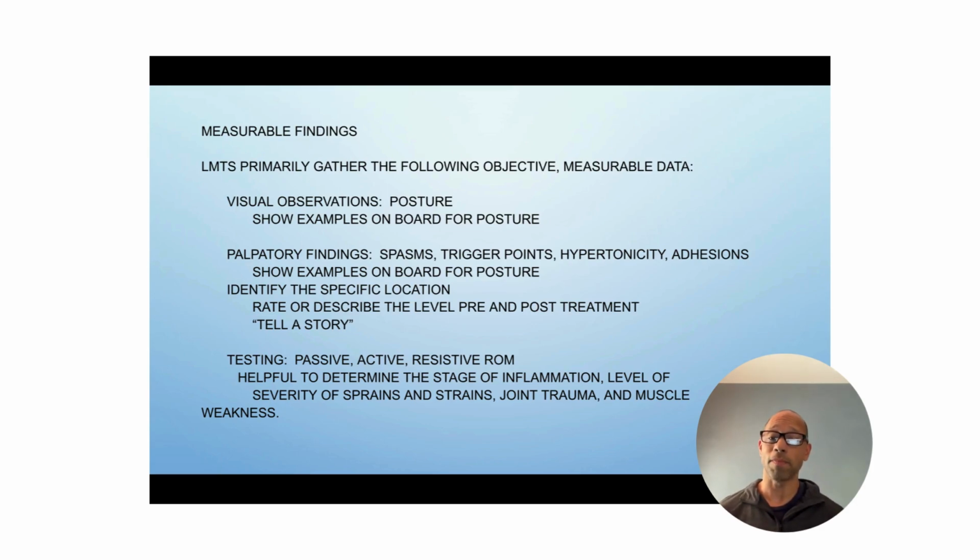And then we can test them. Passive testing, active, resistive range of motion, these all tell you different things. Passive range of motion is us just moving someone through a range of motion. Active range of motion is them moving themselves through a range of motion, and we're looking at that. Resistive range of motion is when I'm moving something against a resistance. These all tell us different things about what might be going on in the system and at the joint.